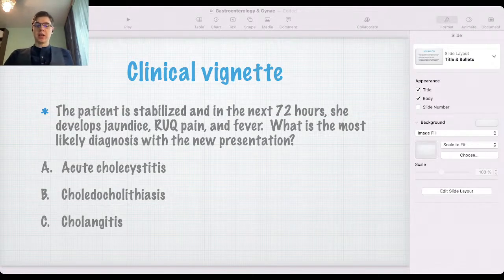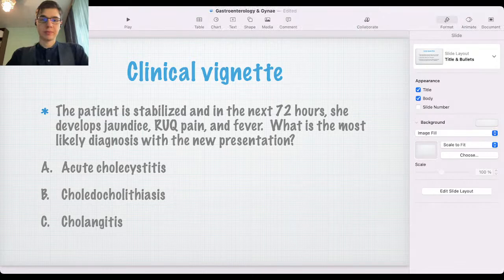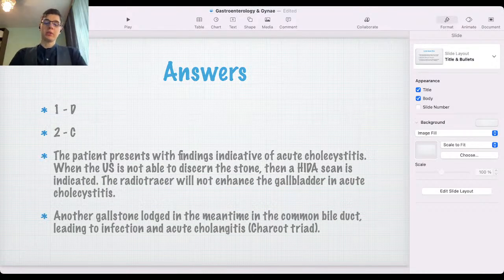Okay, now let's see the answers for these two questions. The first one was a HIDA scan, D. The second one was, as Talha said, cholangitis. Now, the patient presents with findings indicative of acute cholecystitis in the first part. When the ultrasound is not able to discern the stone, then the HIDA scan is the next indication for a diagnostic test. The radiotracer will not enhance the gallbladder in the case of acute cholecystitis.